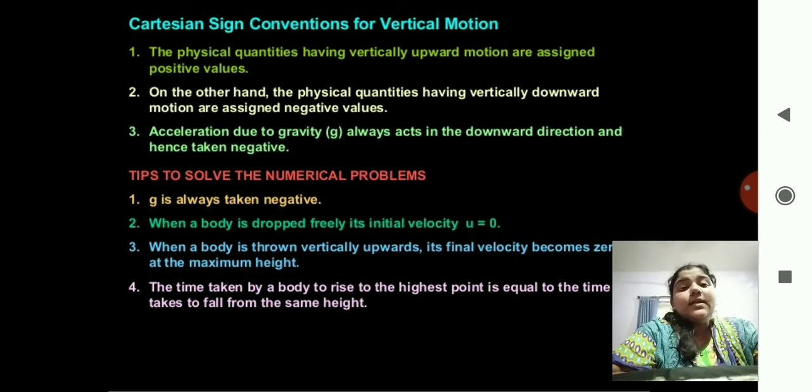So here is the tip to solve the numerical problems: g is always taken negative.